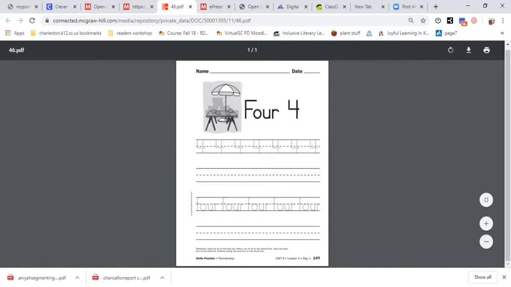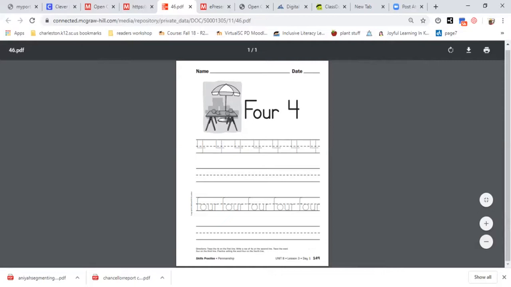You're going to trace the number 4 and then write the number 4. And you're going to trace the word 4. And let's spell 4 together. F-O-U-R. How do we spell 4? F-O-U-R. And you could add that word to your cards that you've been making.